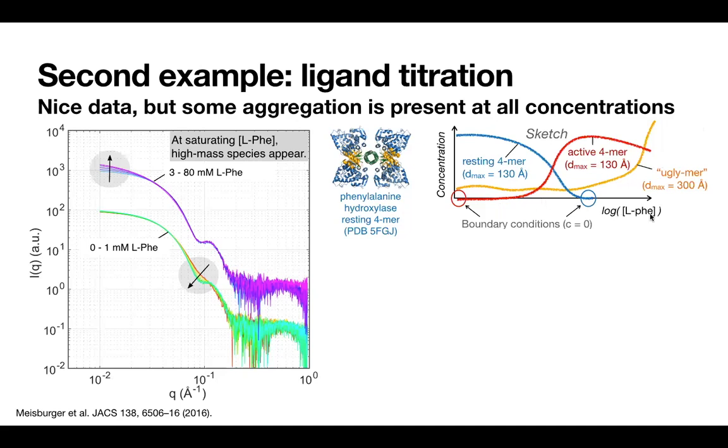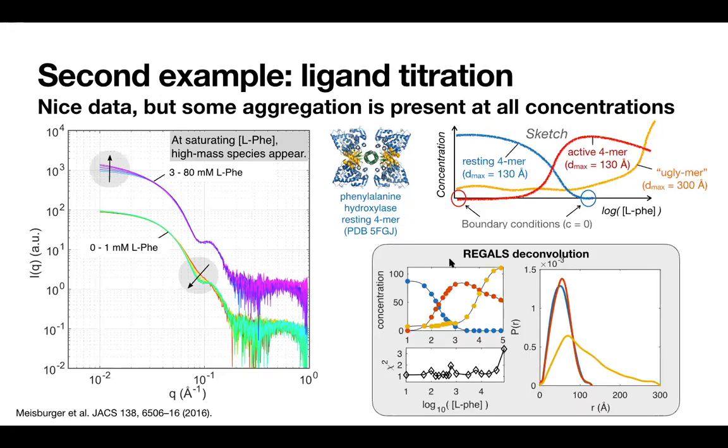Now, the way we're going to deal with the fact that these are different molecular weights is by imposing different limits on the maximum dimension. So we knew from the crystal structure and other methods that the maximum dimension of this tetramer is around 130 angstroms, and it's basically the same in the active conformation. So we'll set 130 angstroms for both. And then for the uglymer, we'll just set a very large number. In this case, 300 angstroms is roughly the largest object you could measure on our beamline, given the configuration of the detector and so on.